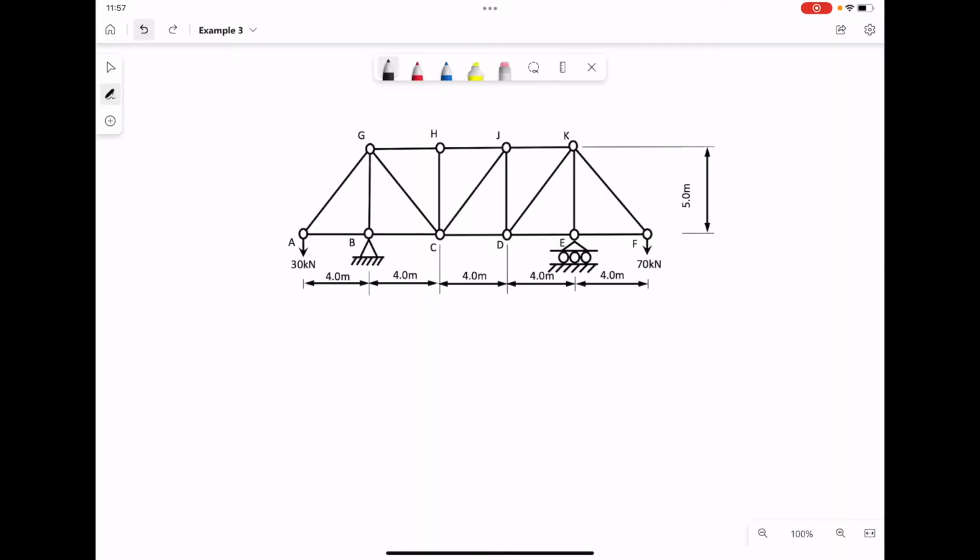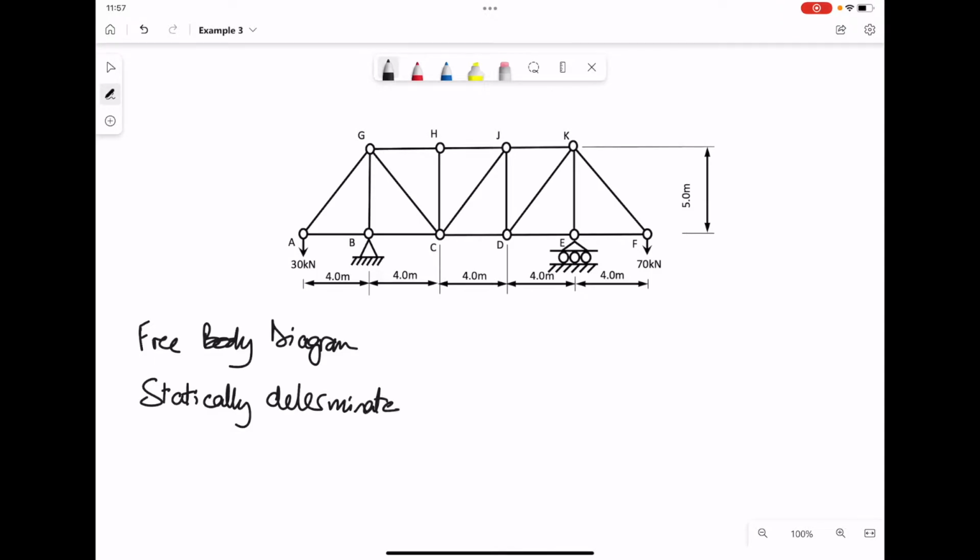In this example of a framework, we're going to take you through how to, first of all, draw a free body diagram. Then we're going to show you how this structure is statically determinate by counting your M, R, and J. Then we're going to calculate the reaction forces.